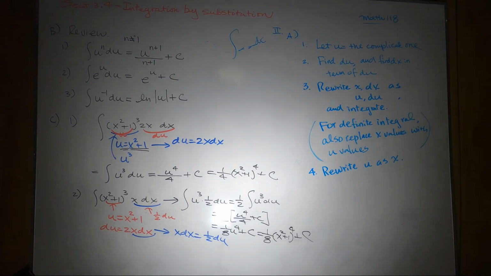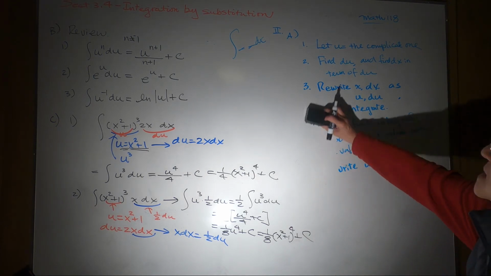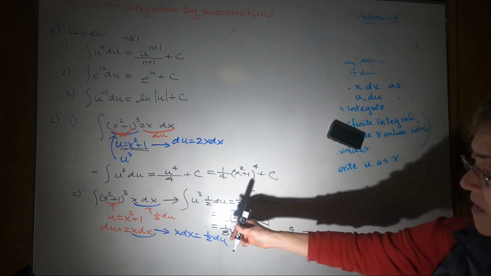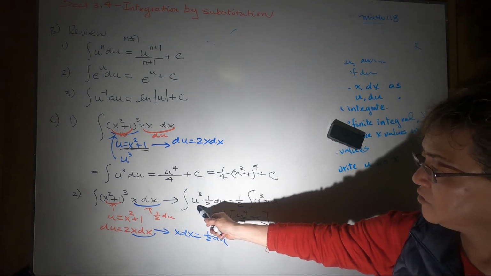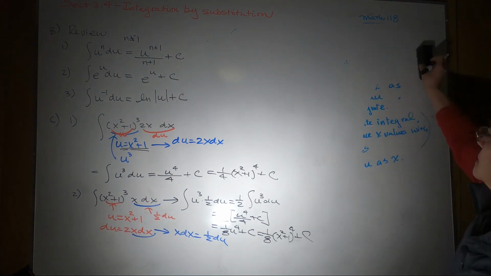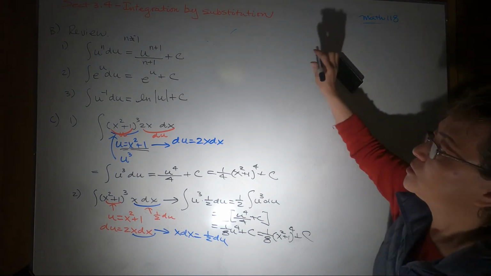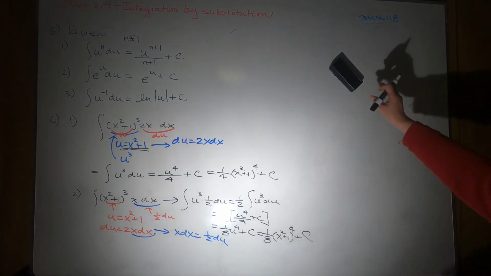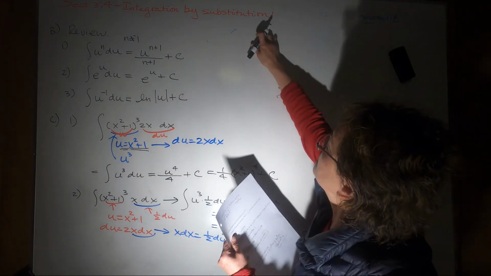Okay? So what we want to do is eventually just integrate u with du, right? So we can use the simple rule to finish the work. Let's look at the next page.